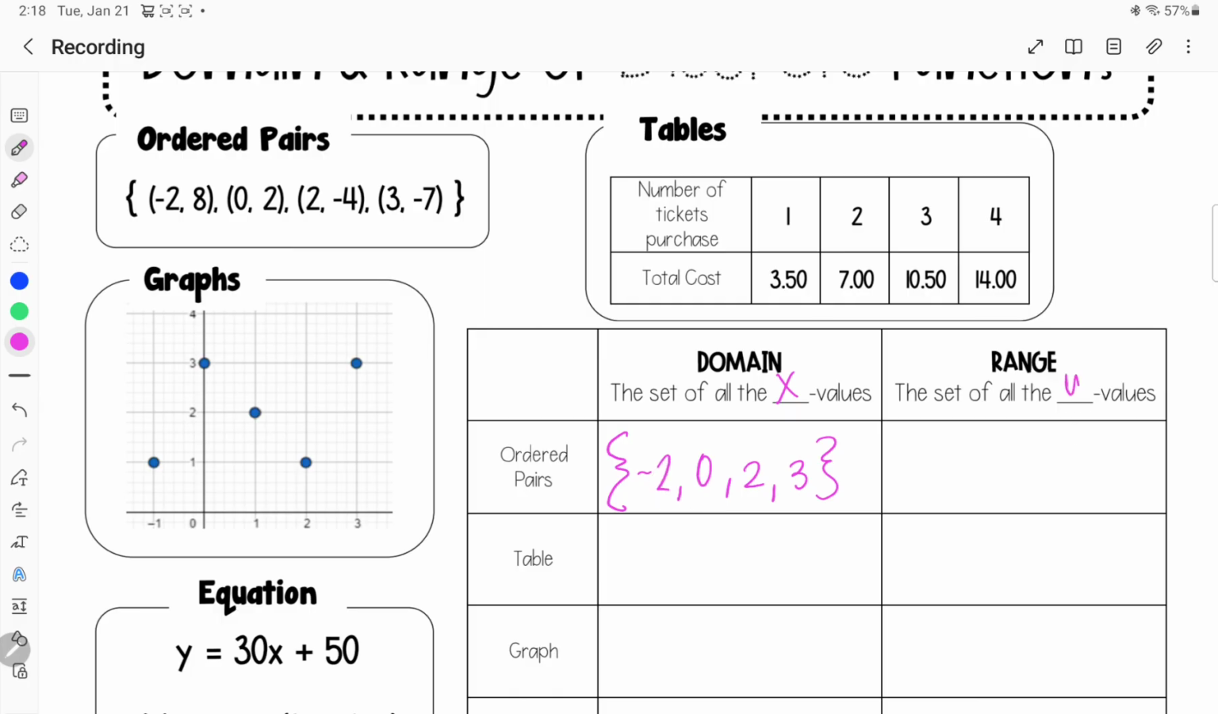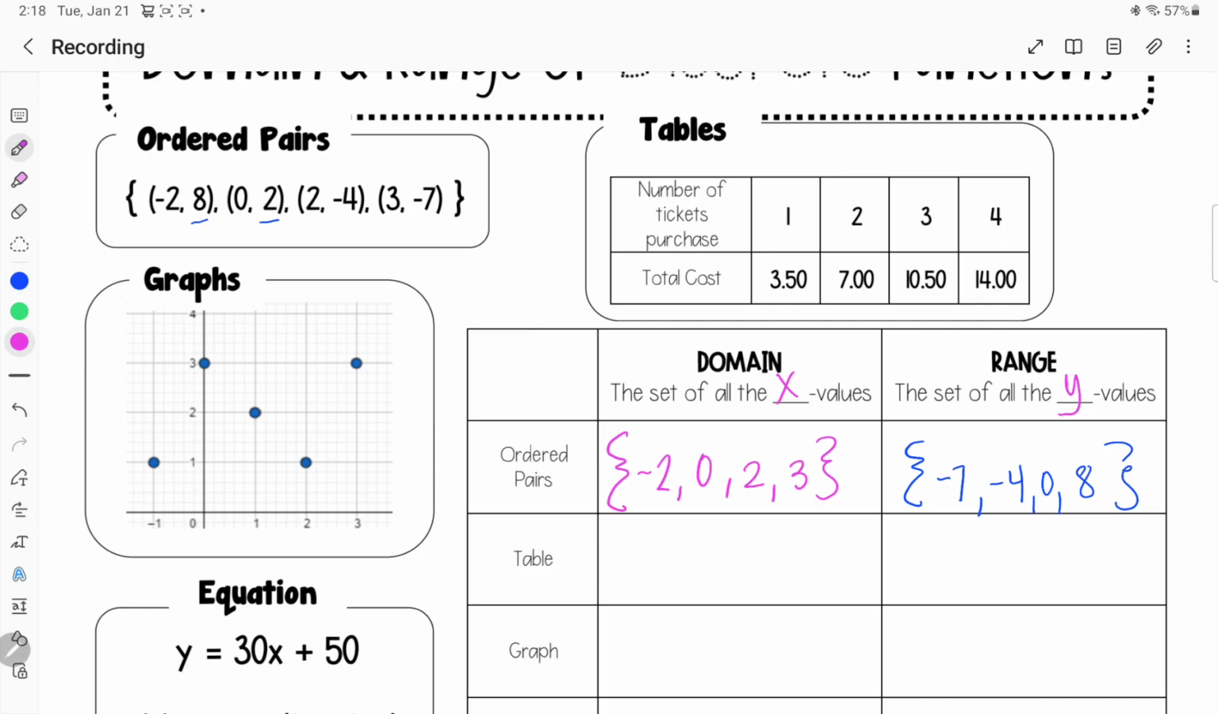Now, our range is going to be our y values. So our list of y values. So here we would have 8, 2, -4, and -7. Oh, whoops, not a parenthesis, sorry. A bracket. And again, I think Delta Math has you list them least to greatest, so I'm just going to start that way. So you have -7, -4, 0, and 8.